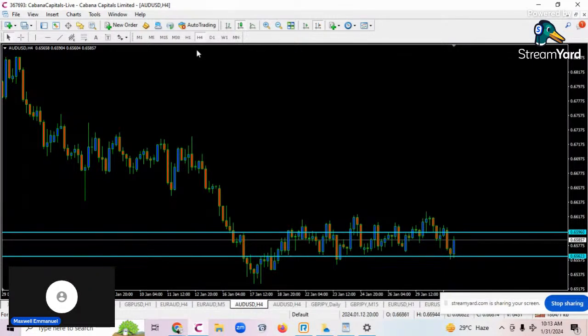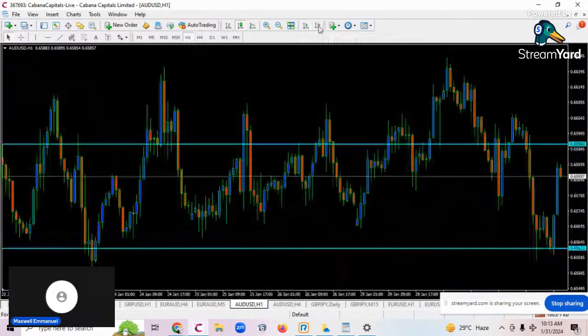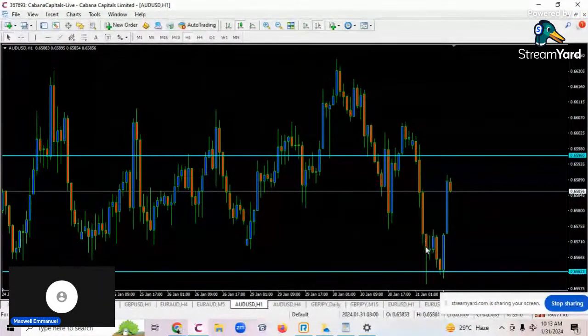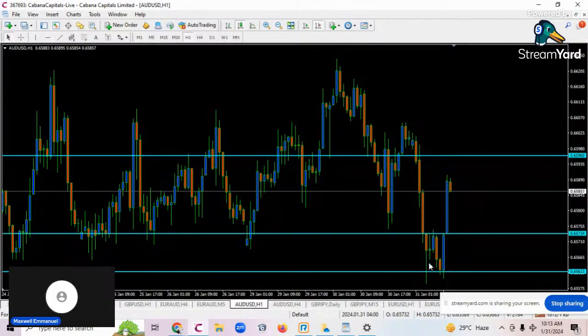Let's go down to 1 hour. Let's see the pattern we have on 1 hour. We had a hammer here. We had a hammer candle, and at the moment, the market is currently trading above the high of that hammer. This indicates that there are buyers in the market. This indicates that the trend is changing from bearish to bullish.